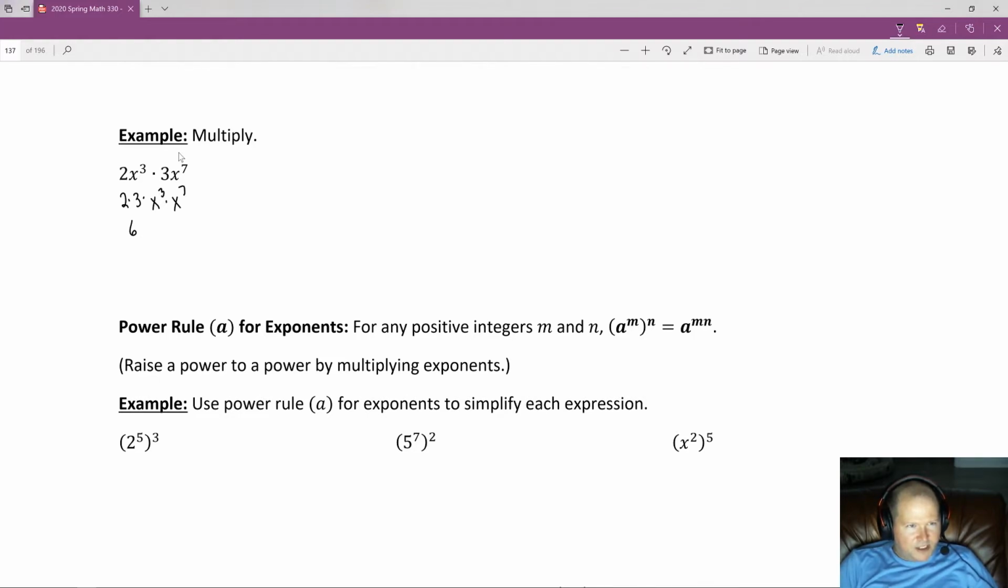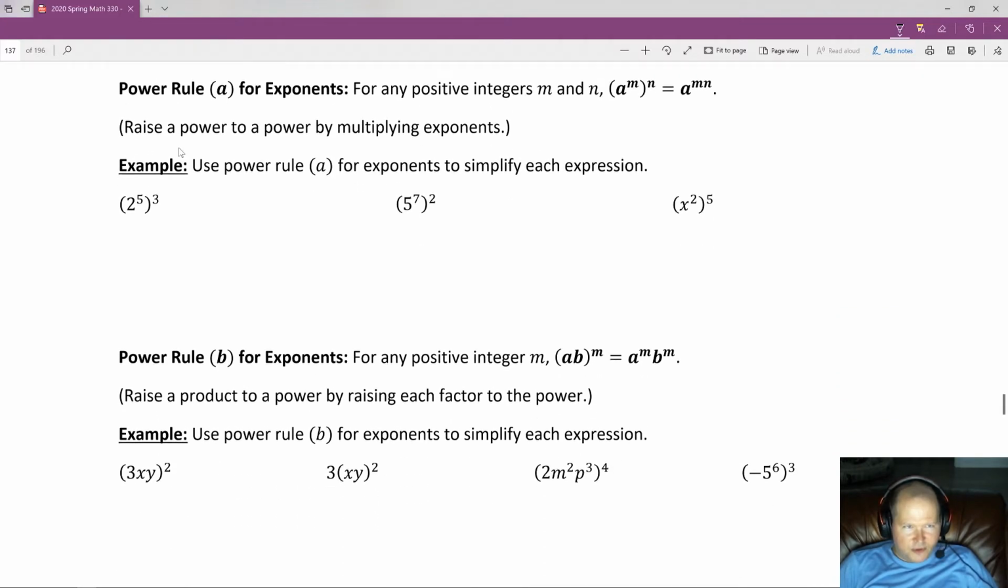And then because you're multiplying these x bases together, you add their exponents together. So 3 plus 7, right? 3 plus 7 is 10. I'm actually even going to write that as a separate step. 3 plus 7 gives me 10, so 6 x to the 10th.